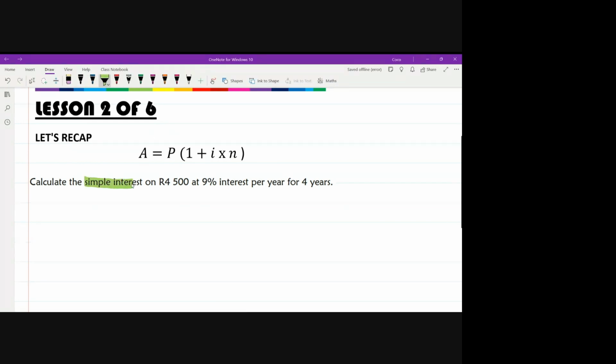So the thing that's missing from our calculation over here is I, because they've given us 4,500 Rand at 9%. Oh, I'm lying. No, we're calculating for just interest, not the interest rate, the simple interest. I will show you the difference in just a bit. So we're basically calculating for A. Calculate the simple interest on 4,500 Rand at 9% interest per year for 4 years.